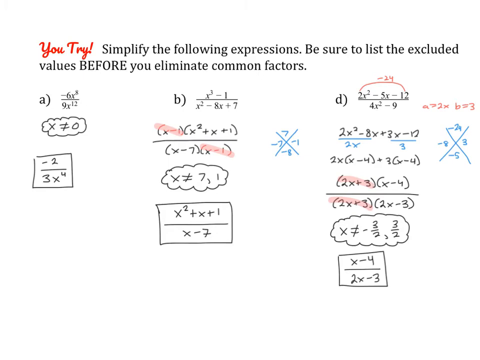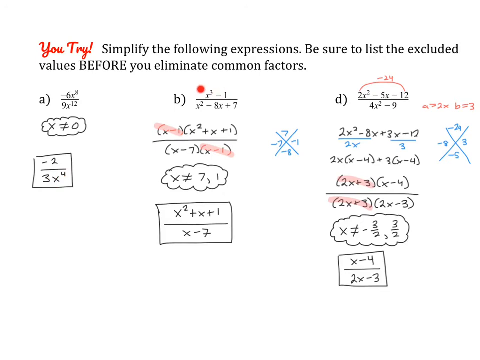All right, so go ahead and check your work. For part A, our only restriction is that x cannot equal 0. And then if you simplify, you should end up with -2 over 3x to the 4th. So you can see we have 4 more powers of x in the denominator than the numerator, which is why our answer is over x to the 4th.